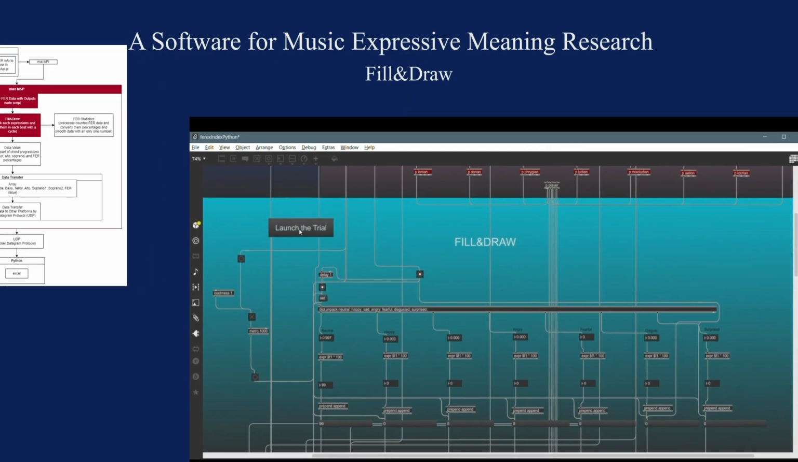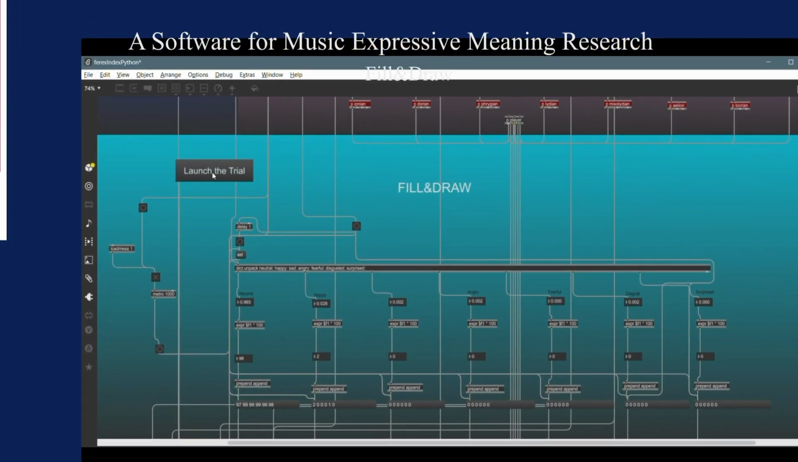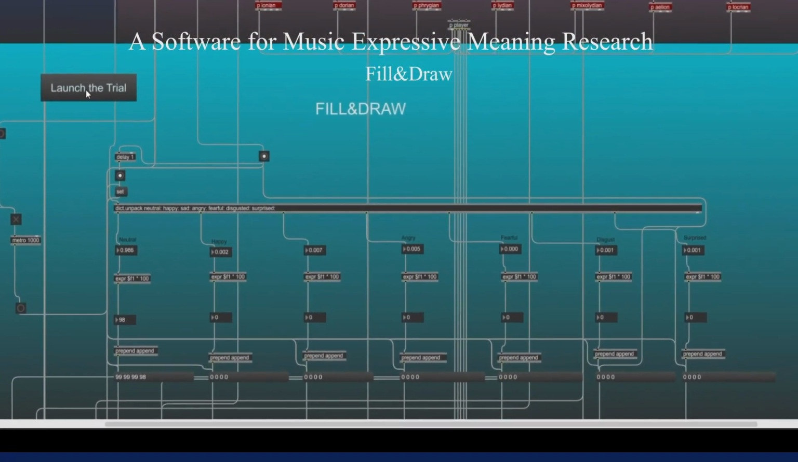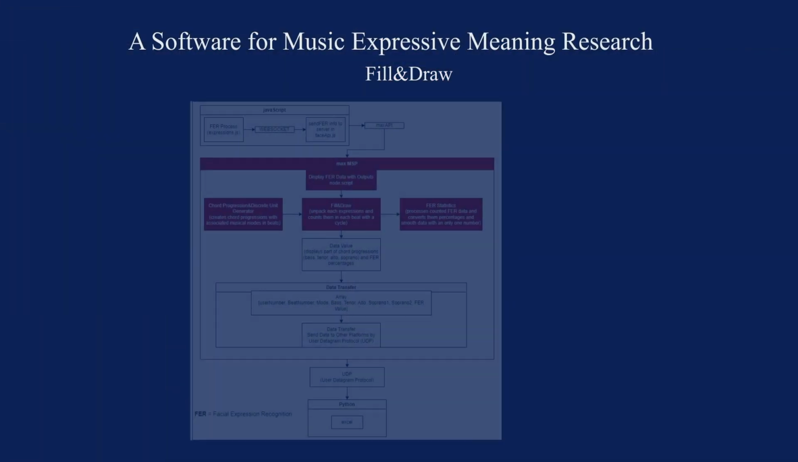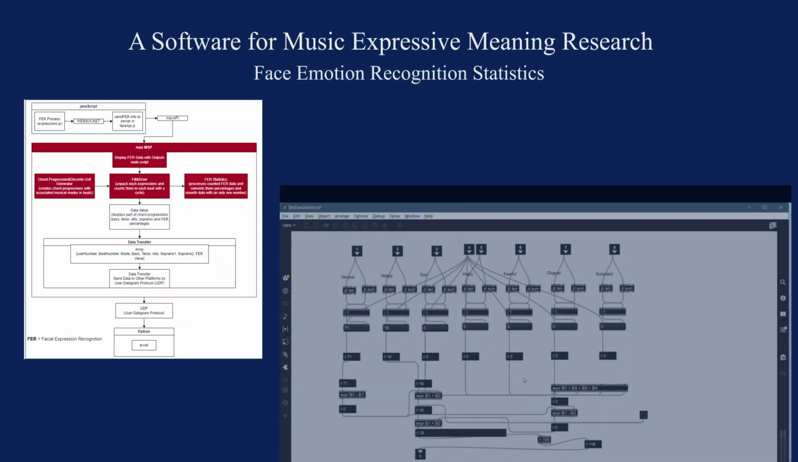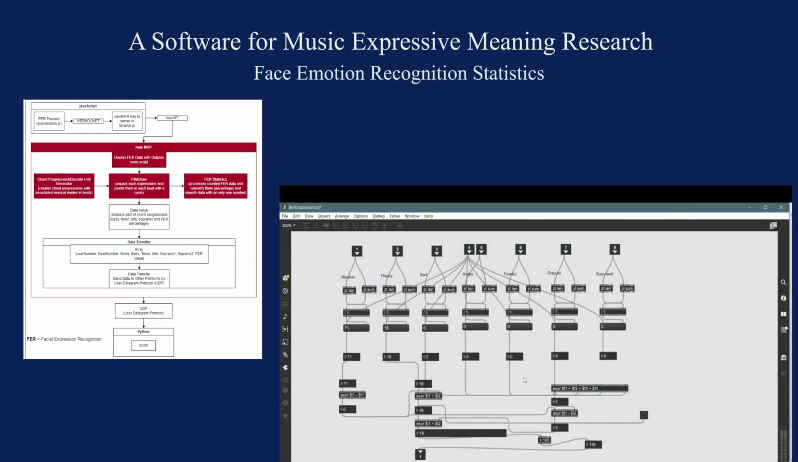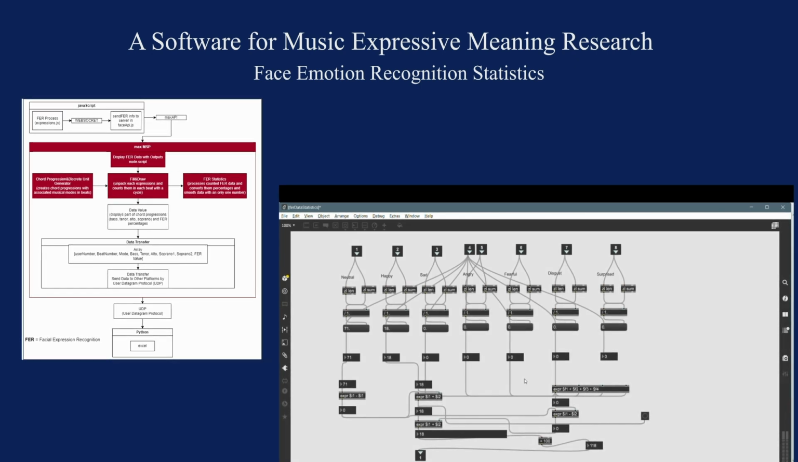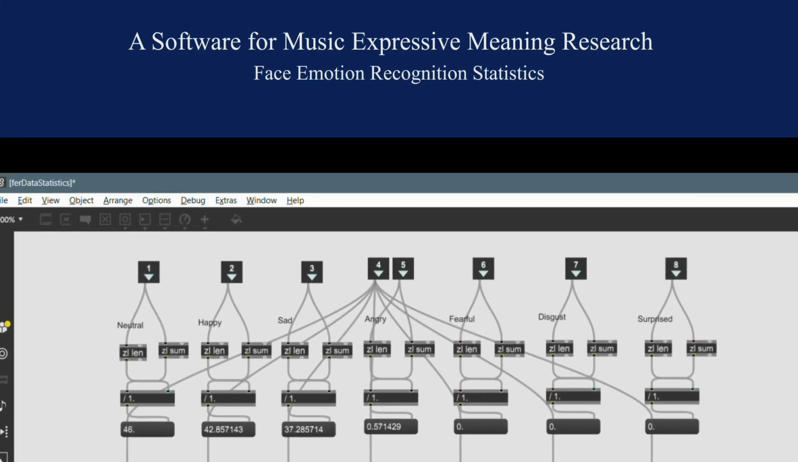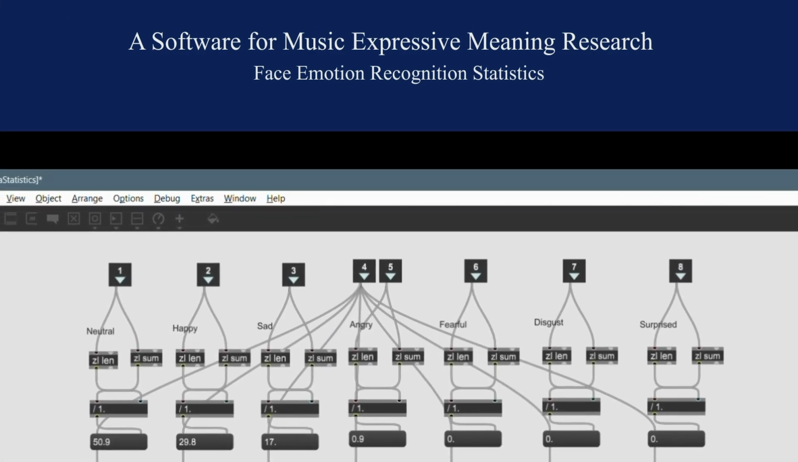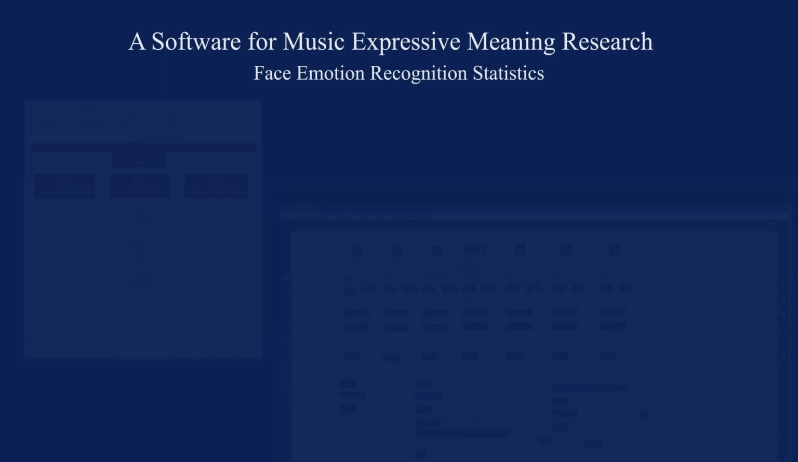Fill and Draw unpacks the face expression recognition data for each detected expression and counts its occurrences in each beat of the current tempo. Face emotion recognition statistics processes the counted face emotion recognition data, converting it into percentages for easier interpretation. It also smoothens the data to reduce fluctuations, presenting a single value that can be used to represent the dominant emotion in each cycle.